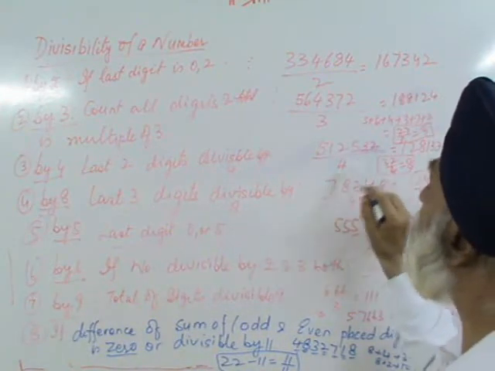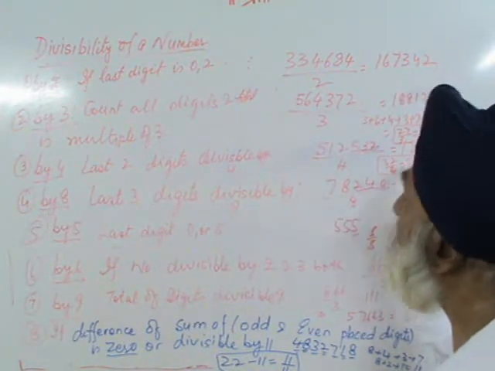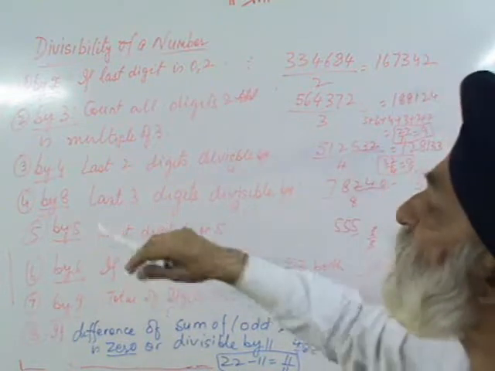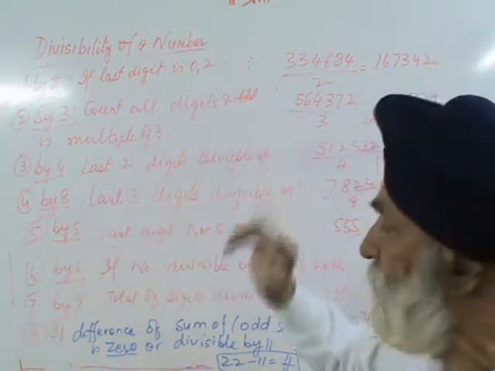So 32 is divisible by 4, we get the result 8. That's why we can very safely say that it is divisible by 4.